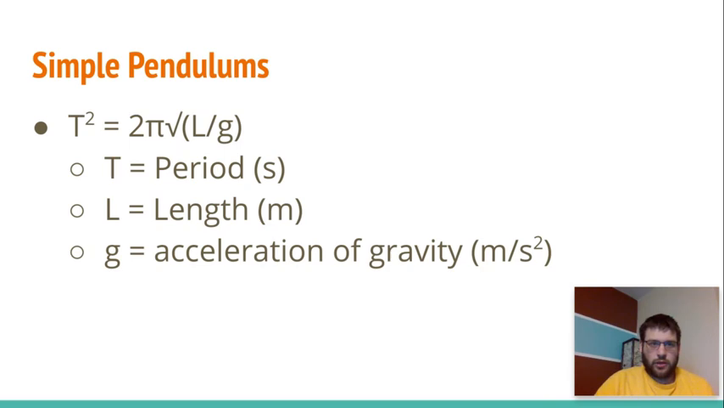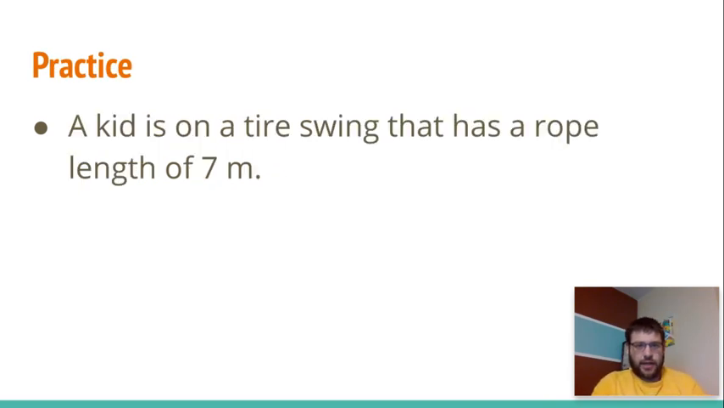So here's our last practice problem in this video. A kid is on a tire swing that has a rope length of 7 meters. Can you find the period? And that brings us to the end of our lecture on pendulums.